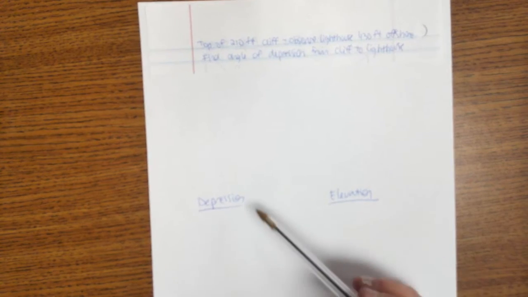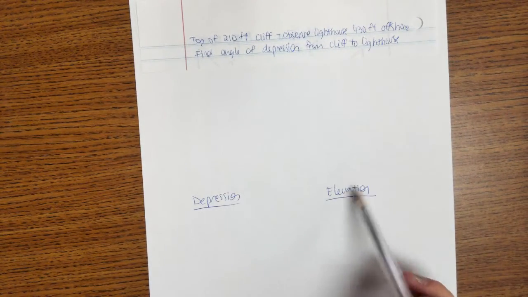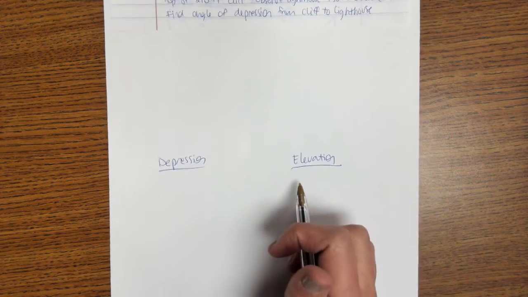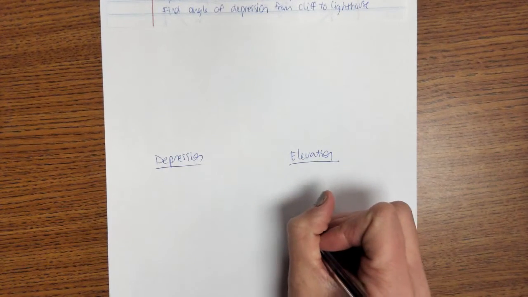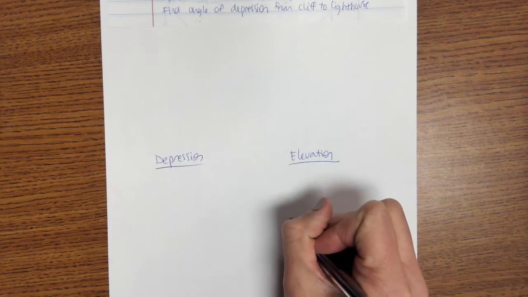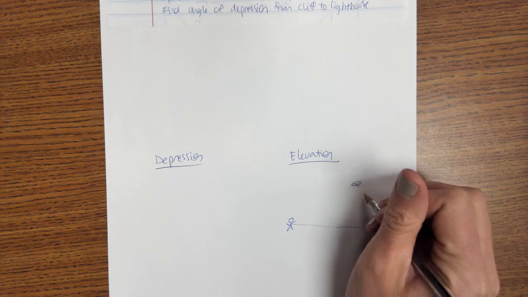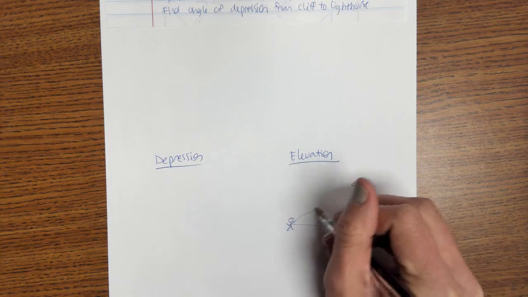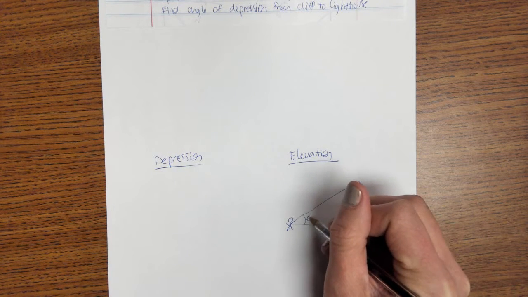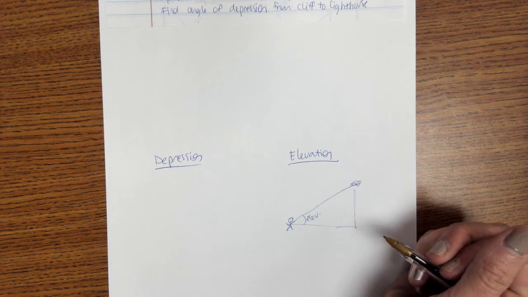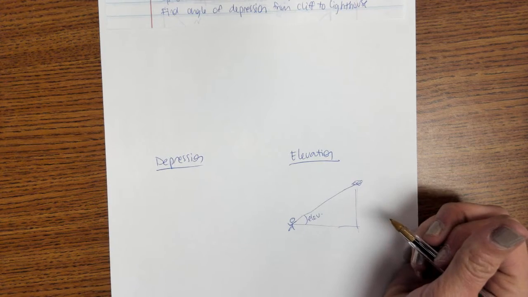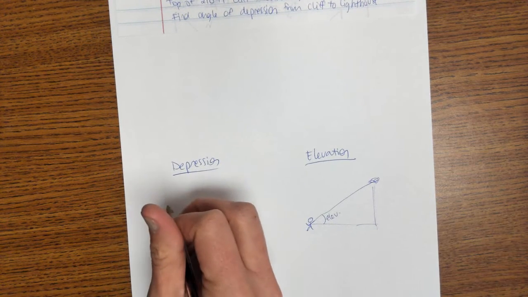So down here, I'm going to put a little diagram for depression and elevation, my angles. I think angle of elevation is a little bit easier to think about. So if you're someone that's on the ground and we spot, let's just say we see a little bird up in the air, and we look up to that bird, the angle of elevation is the angle that you would look up through. Angle of depression is a little bit more difficult.